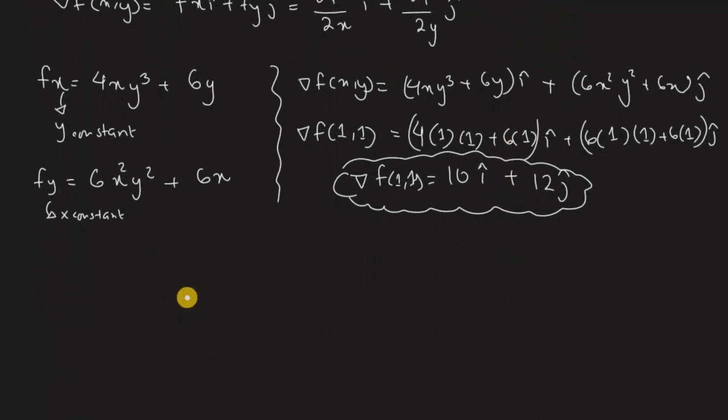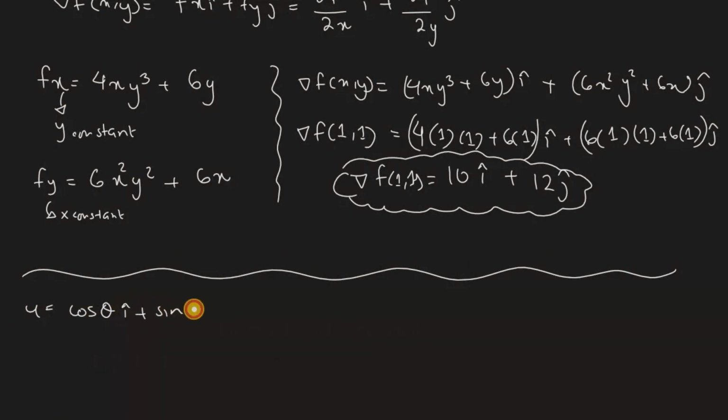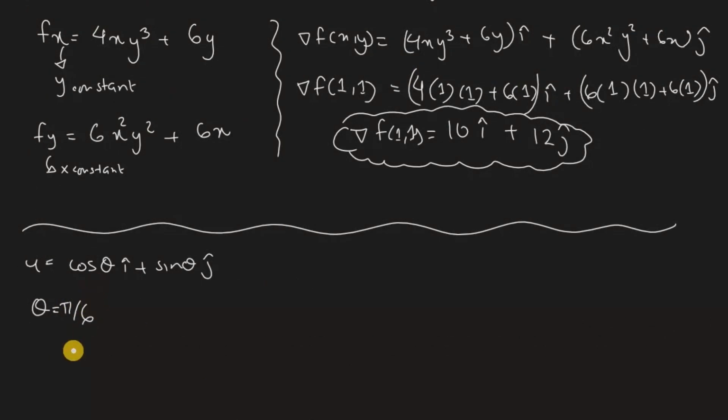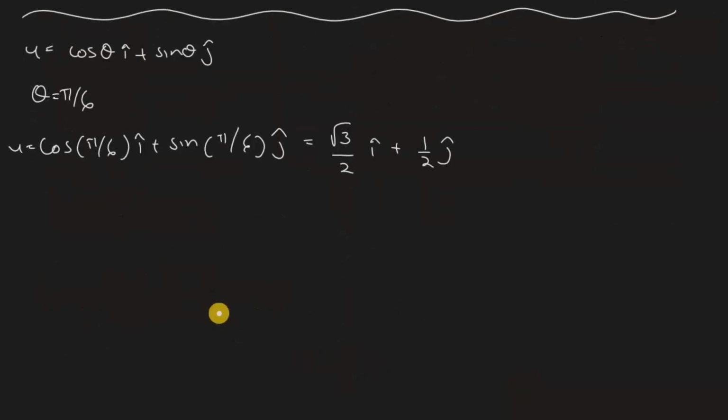Okay, so let's just separate this, and for the unit vector, you know it's cosine theta i hat plus sine theta j hat. And what is theta? It's given in the problem. It's pi over 6. Let's plug it into this equation. So cosine of pi over 6 for the i hat plus sine of pi over 6 for the j hat, and this gives us square root of 3 over 2 i hat plus 1 over 2 j hat. You can also write it in decimal. There's no issue with that.